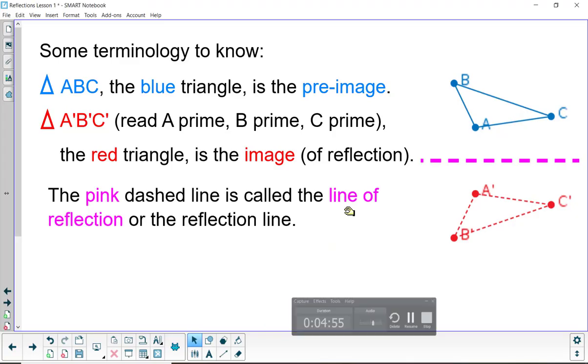Some terminology that I've been using that you need to know. The triangle that we reflect is called the pre-image. This one right here, triangle ABC. This is the line of reflection or reflection line. And the image of the reflection is read triangle A prime, B prime, C prime.